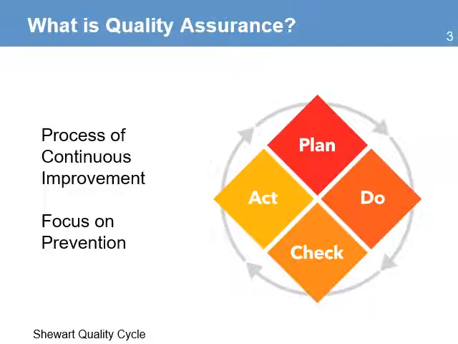This is the process that uses the shared quality cycle, which is that for every work process in the project there is a plan that is used to do the work. Then you check to see if the work completed meets the requirements, and if not, then you will need to act and make changes to improve the work.